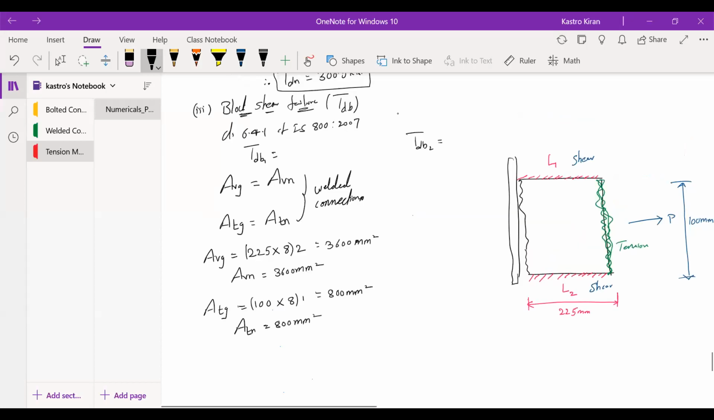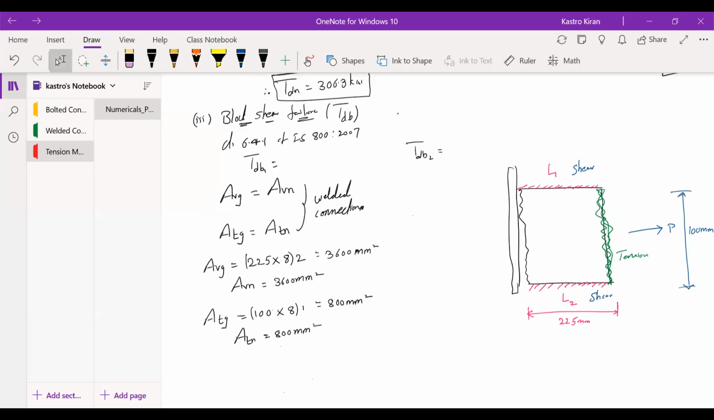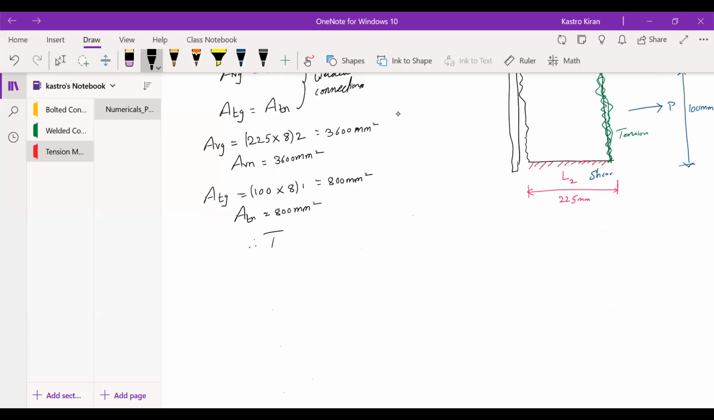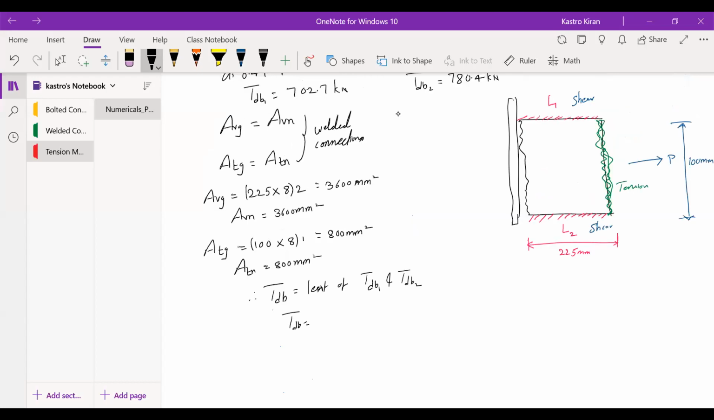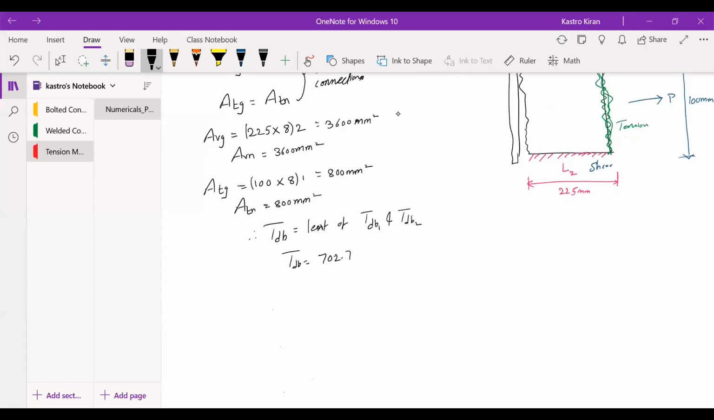Now, if you substitute the values of AVG, ATG, AVN, and ATN, you will obtain the values of TDB1 as 702.7 kilonewtons and TDB2 as 780.4 kilonewtons. You do the calculation part, but that's how the answers will arrive. So therefore, TDB is the least of TDB1 and TDB2. So the least value of TDB will be, between 702.7 and 780.4, 702.7 kilonewtons.